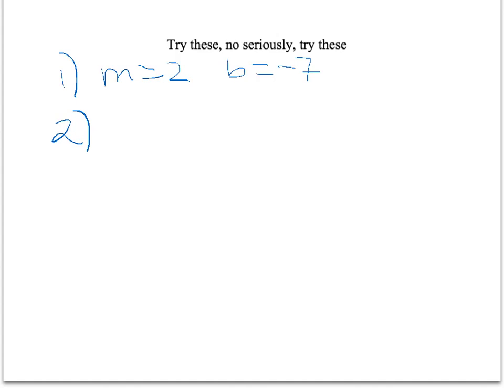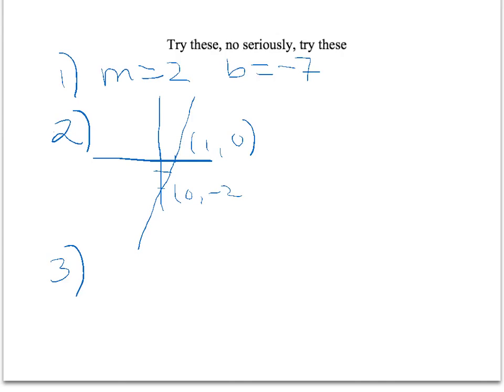Number 2, you're given a graph of a line. The line goes through (0, -2) and (1, 0). So there's your line. Not all that straight. The third one I want you to try, you're given the slope, and the slope is 1/3, and it goes through the point (9, -4).